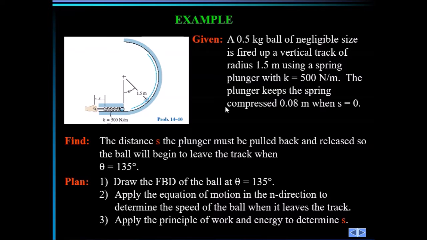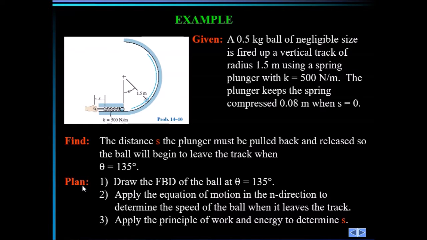The plunger keeps the spring compressed at 0.08 meters when s is equal to 0, so that's our initial condition there. Now they're asking us to find the distance s the plunger must be pulled back and released so that the ball will begin to leave the track when our theta is 135 degrees. So they give us a lot of information within this problem statement, a lot of different values.